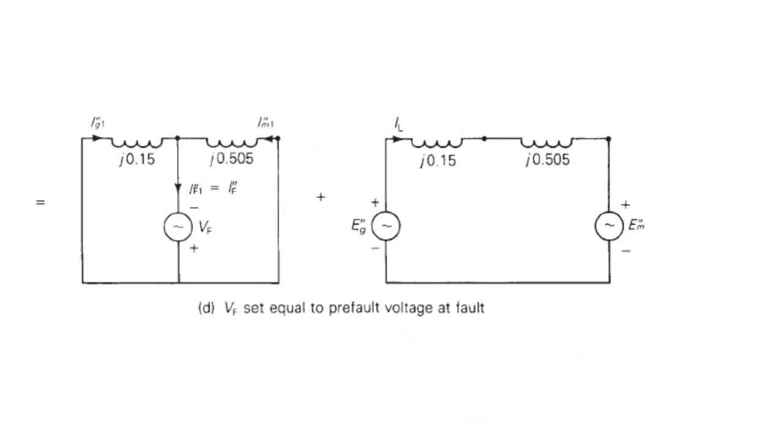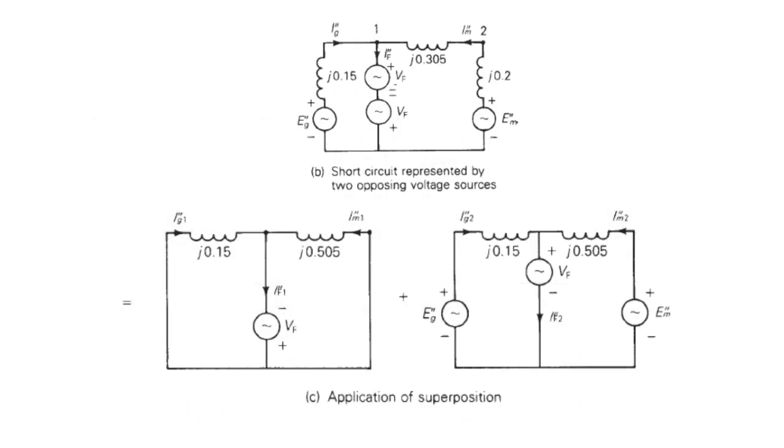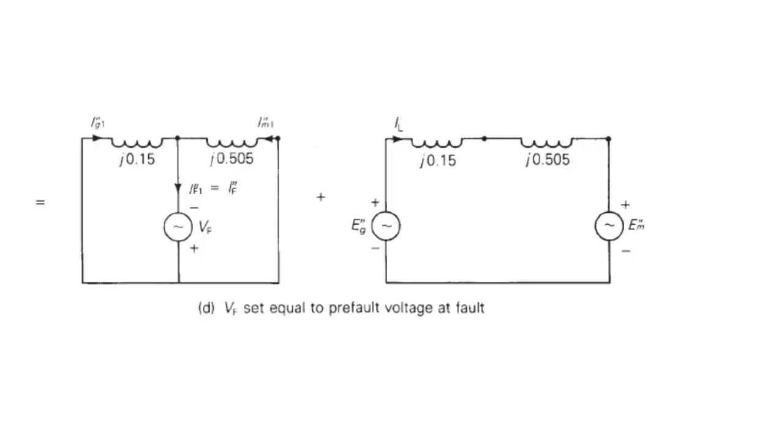Then what we have here, we can just model these two. So we add these two. Now, this is the application of superposition. We can add them, or we do it like this, as we mentioned. Now, this is set equal to the pre-fault voltage at the fault. So we set this at the pre-fault voltage, and the positive is down.